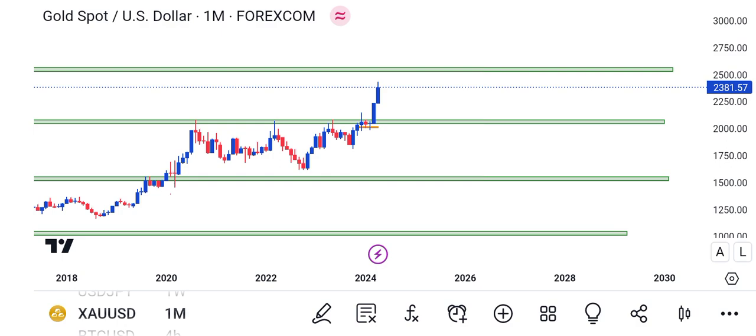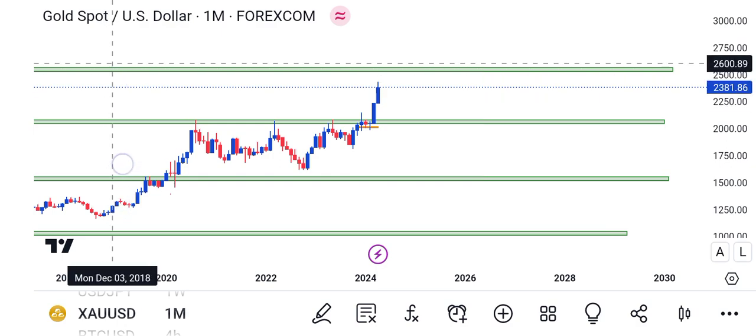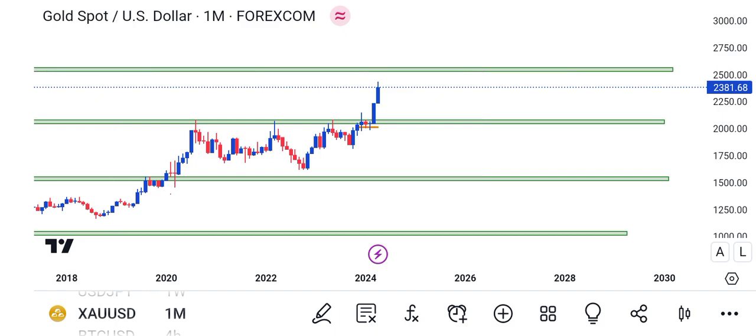So I'm expecting gold to get to at least this green zone. That's about 2,500. Now gold is currently at 2,300. So gold is bullish.